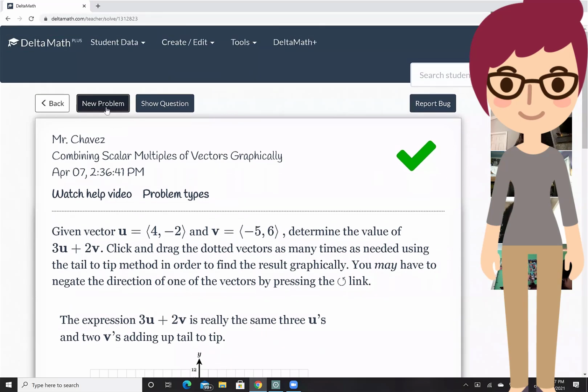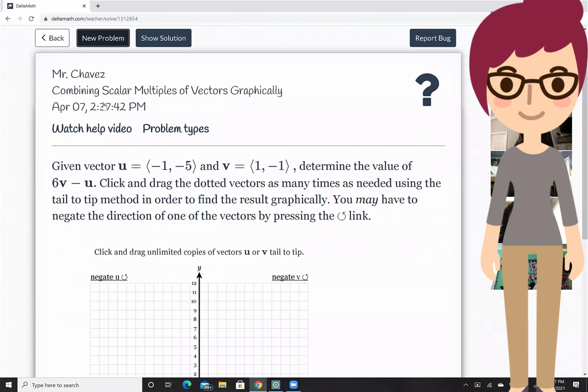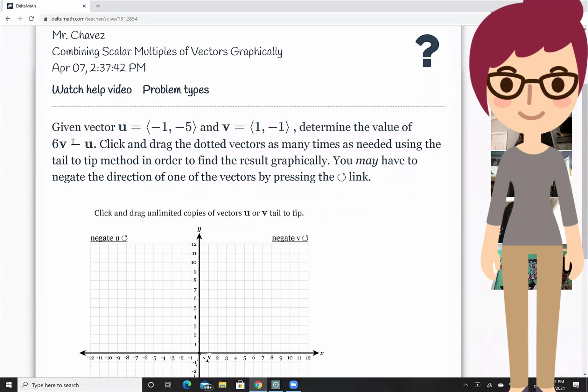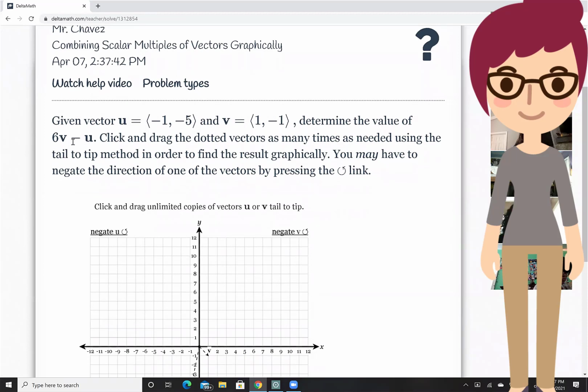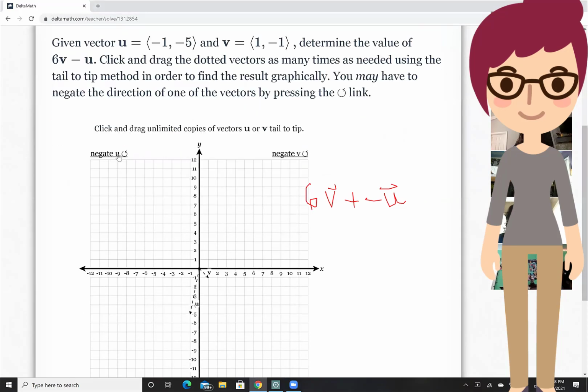All right, one last one. I want to do one that has a minus. Okay, perfect. All right, see how that has a minus u? Remember how I taught you guys? I would always turn it into a positive and then add a negative. That's what I'm talking about, guys. I would do this: 6v plus, and I put a little vector there, plus a negative u, like that. So what I would do is I would negate the u. So let me negate the u, guys. So there's my u. And then I'm just going to add 6v to it.